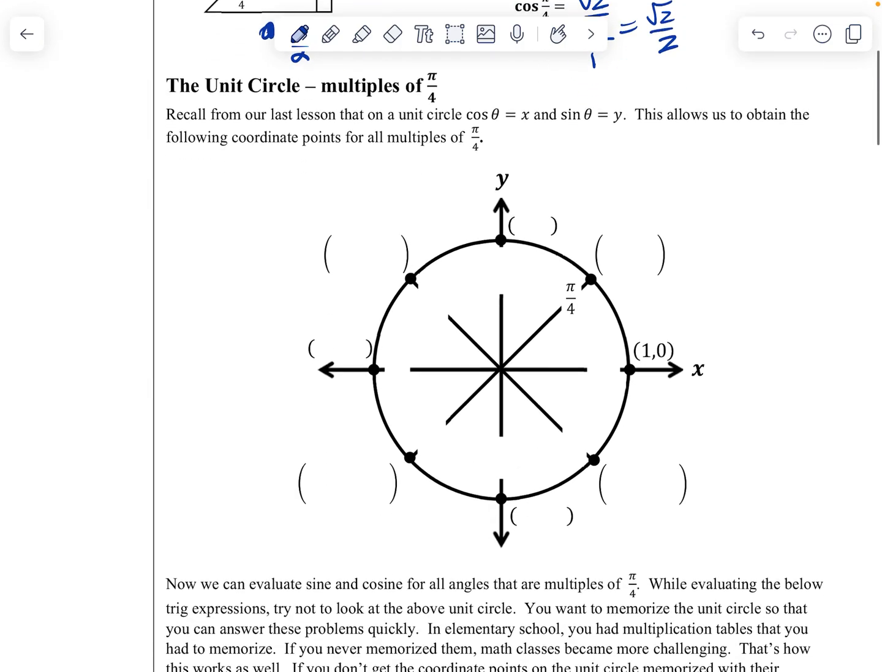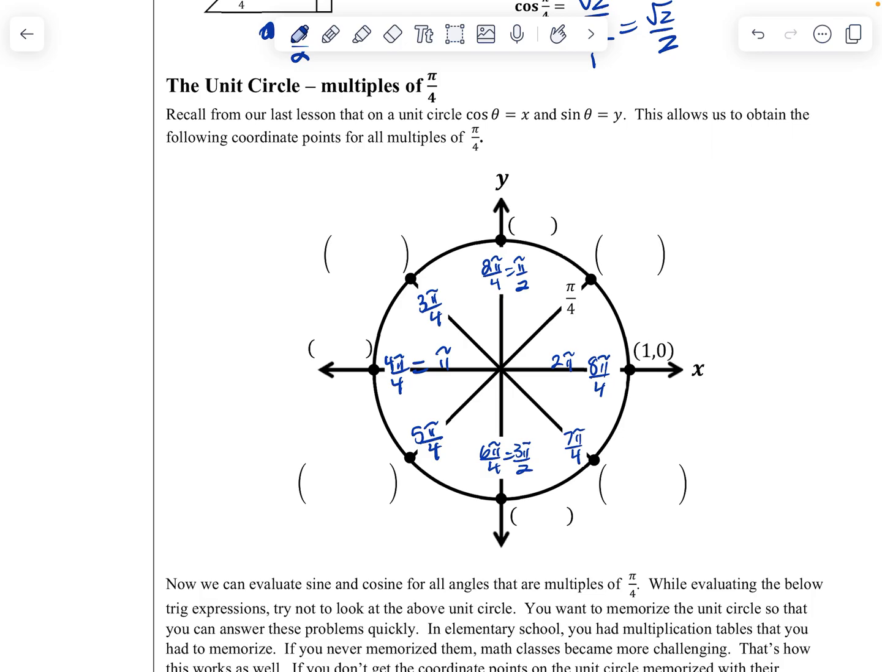Now what are our multiples of 45? Again, we could count this. We have 1 pi over 4, 2 pi over 4, which reduces down to pi over 2, 3 pi over 4, 4 pi over 4, which is just equal to pi, 5 pi over 4, so 5 45s, 6 pi over 4, 3 pi over 2, 7 pi over 4, and 8 pi over 4, which is equal to 2 pi.